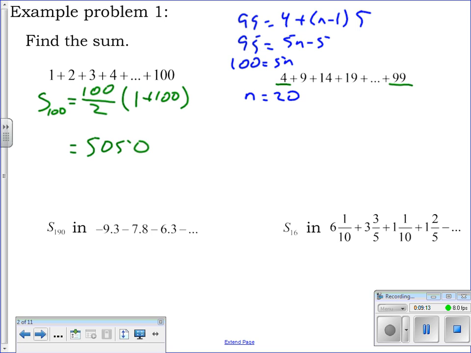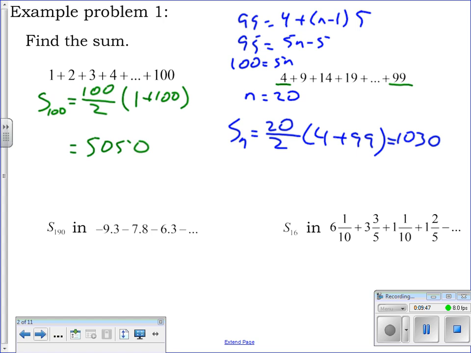Okay. So my total sum, 20 divided by 2 times 4 plus 99. This one's easy enough to do in your head, although you will want your calculator for a lot of stuff you're doing here today. 4 plus 99 is 103. 20 divided by 2 is 10. 10 times anything, that's something with the 0 on the end? That adds up to 1,030.